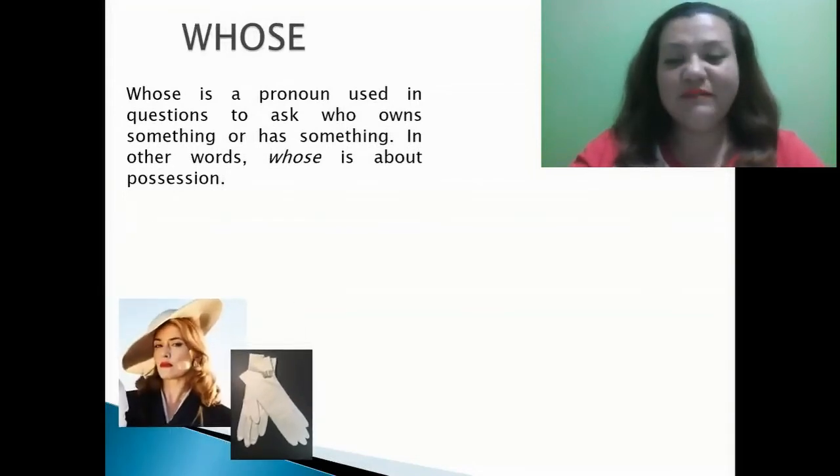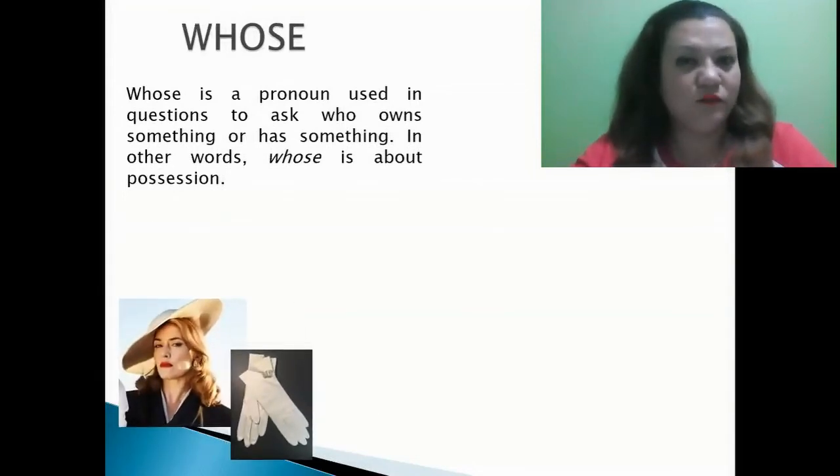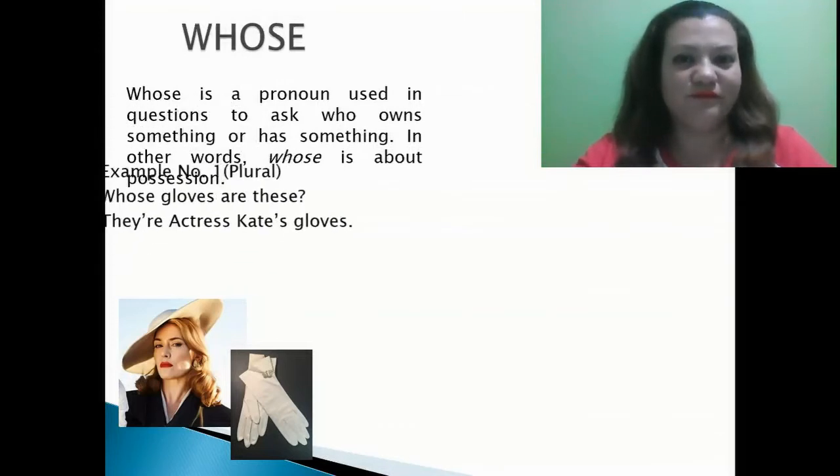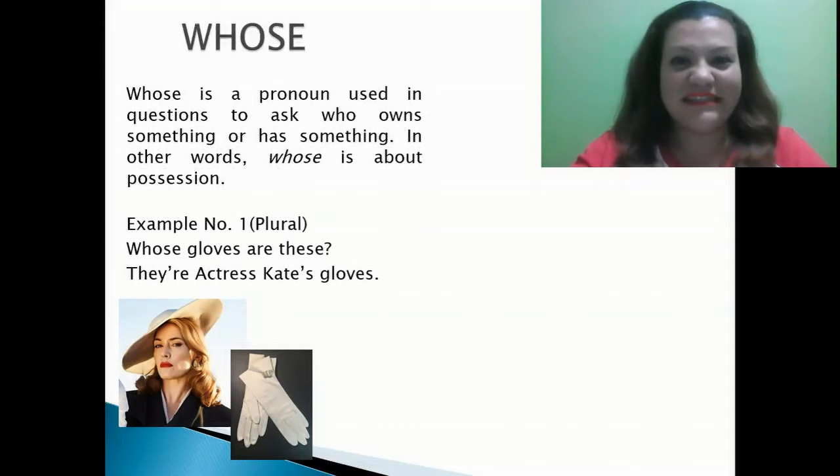If we can see in the picture, we have an elegant woman and we have some gloves. So we are going to see an example of whose in plural. We can see the question, whose gloves are these? They're actress Kate's gloves. Now let's see an example of singular using whose.